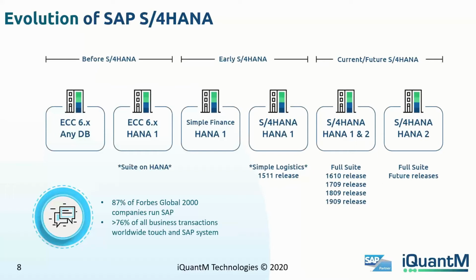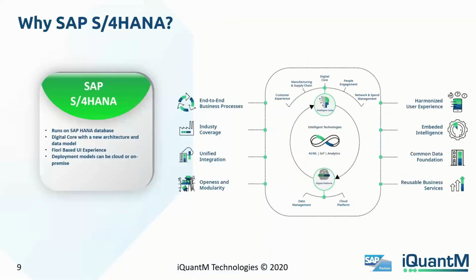And everybody on here has probably heard about the Universal Journal, which is the S4HANA main journal, which has eliminated all the other tables and put most of them into compatibility views. Next slide, please.